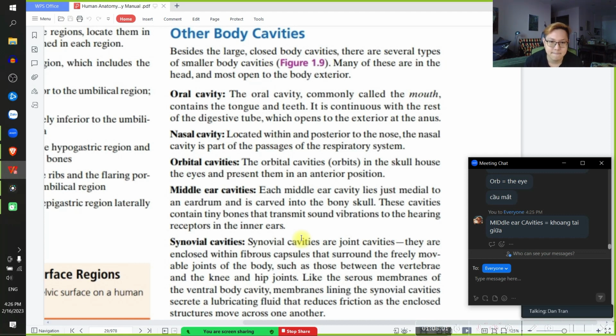Khoang miệng, khoang mũi, khoang mắt, khoang tai. Còn cái cuối cùng là synovial cavities, là cái khoang nằm ở mấy cái dịch khớp. Synovial cavities like at the joint here. Joint. Dịch khớp.